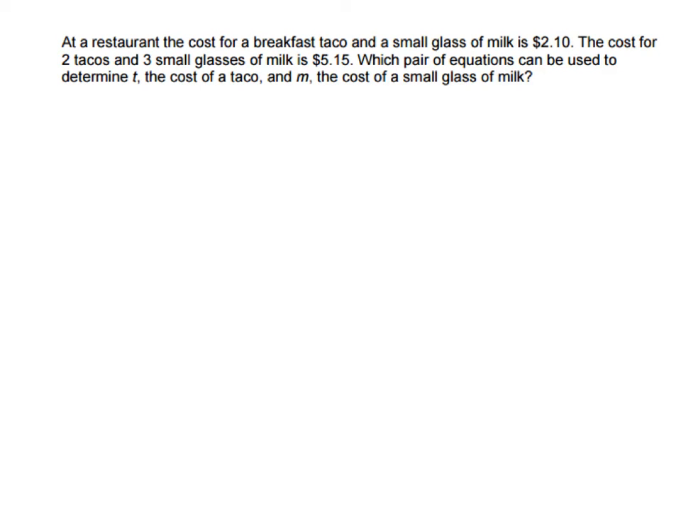Hopefully you noticed right away that we've got 2 totals, $2.10 for this total, and we've got a total for $5.15 for this one. So it's 2 different situations. Let's say one person goes in and orders one taco and a small glass of milk and gets charged this much. Another person walks in and wants 2 tacos and I guess they're very thirsty, 3 glasses of milk, and they're charged this much. So what you should notice is that these are 2 examples of standard form. All right, so the first one, let's first define our variables.